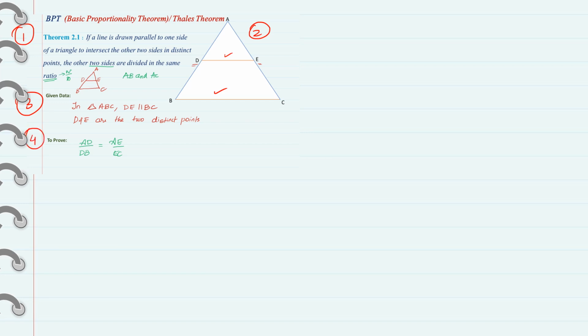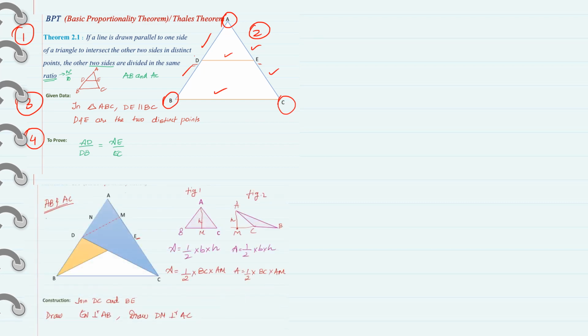Then fourth step is to prove. What we have to prove? We have to prove that AB side is divided as AD and DB, that is equal to AC divided as AE and EC. This is the fourth step we need to prove. And fifth step, we have to go with the construction. What we have to do is join C and D and B and E. And then finally we have to draw a perpendicular line with respect to AC and one more perpendicular line with respect to AB. This is the construction, that is the fifth step.